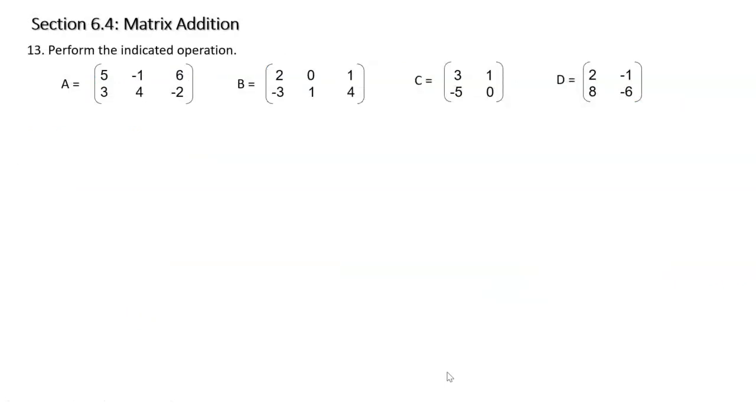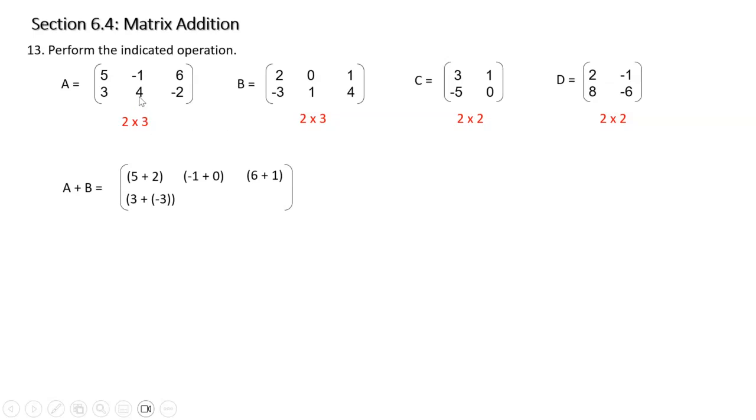Okay, now comes addition of matrices. This matrix A is a 2 by 3 because you have 2 rows and 3 columns, and so is B, the same. These are 2 by 2 and these are 2 by 2. So it says to add A plus B. We can add them because they're the same size. We're just going to add 5 plus 2, negative 1 plus 0, 6 plus 1, 3 plus negative 3, 4 plus 1, negative 2 plus 4. And this is going to give us 7, negative 1, 7, 0, 5, and 2. That's my A plus B.